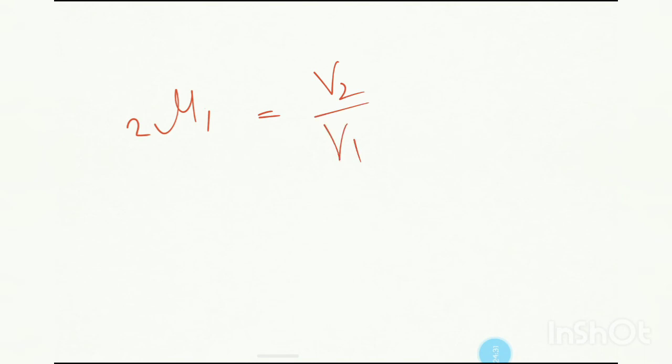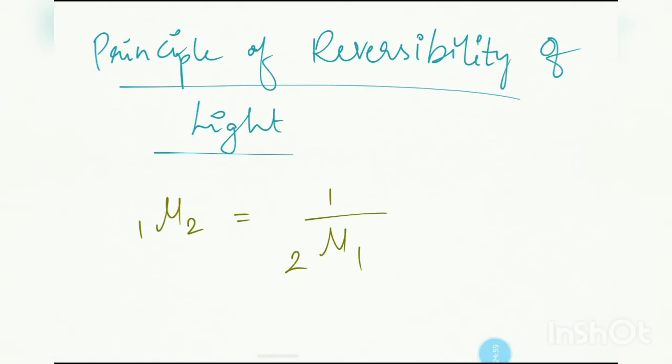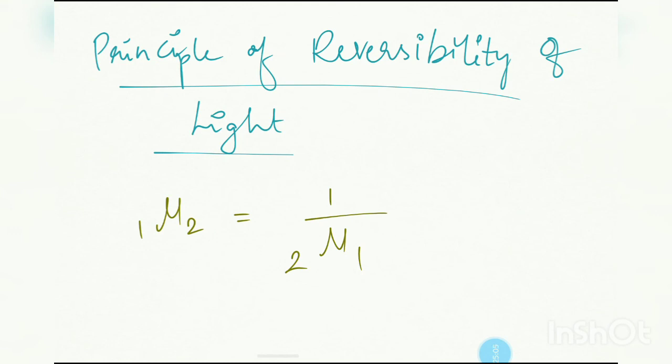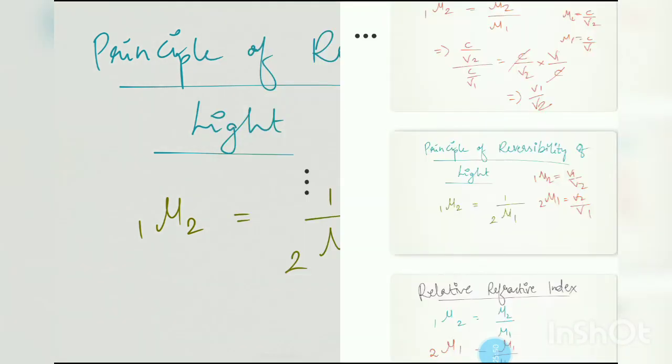Now, we have seen two things. One was the refractive index of medium 1 with respect to medium 2, that is V2 by V1. And we have also seen the refractive index of medium 2 with respect to medium 1, which was V1 by V2. Now, remember these two. What do you observe from these two? We observe that both are reciprocals of each other. So we can tell that the refractive index of medium 2 with respect to medium 1 is just the reciprocal of the refractive index of medium 1 with respect to medium 2.